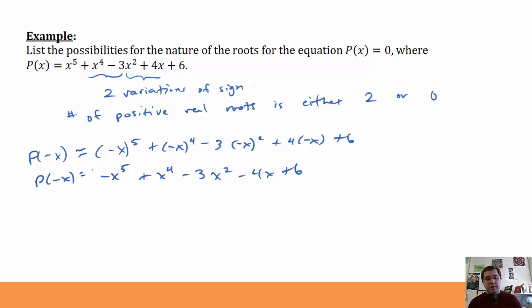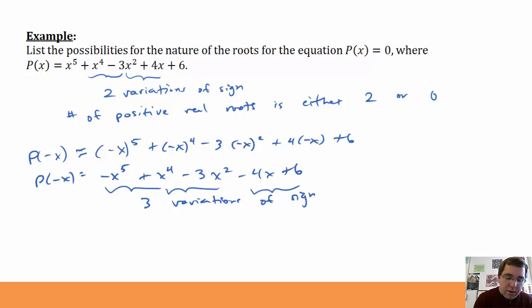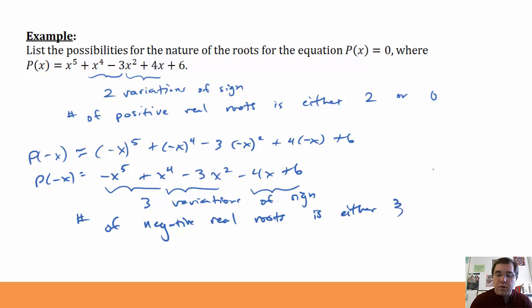Okay, so that's p of negative x. Now I count the number of variations of sign. So it starts out negative, then goes positive. That's one variation. So then it's positive, then it becomes negative again. That's a second variation. But then it's negative, so it didn't change there. But then it changed from negative to positive. So that's a third variation. 3 variations of sign. That means the number of negative real roots is either 3, or decrease it by an even integer, so subtract 2, and I get 1 as my other option. So it's either 3 or 1.